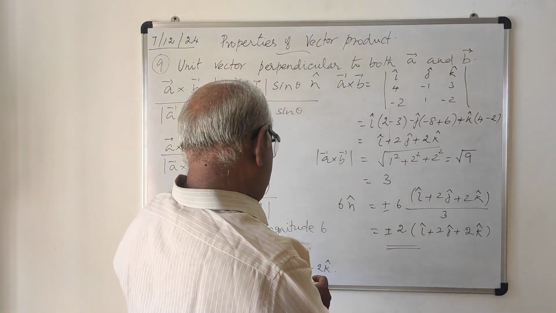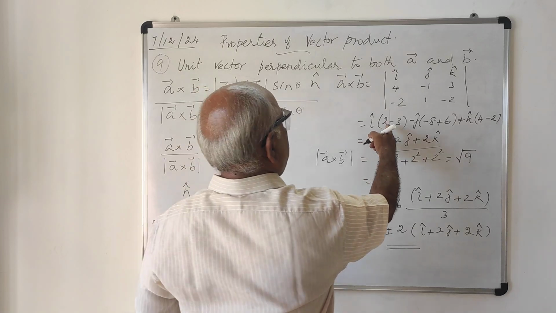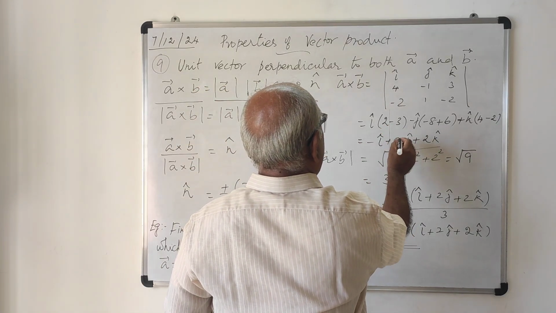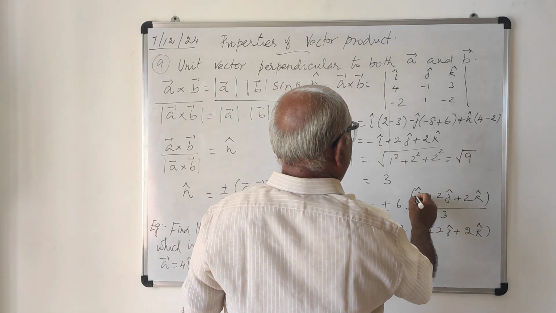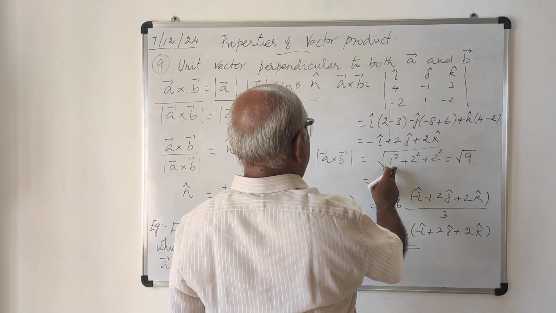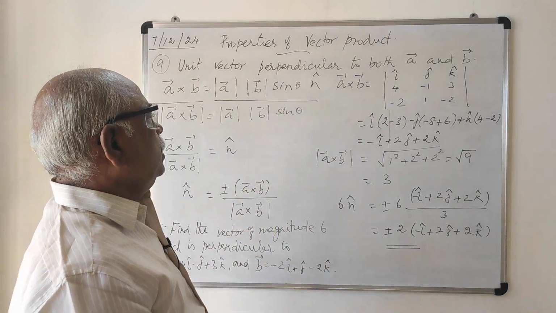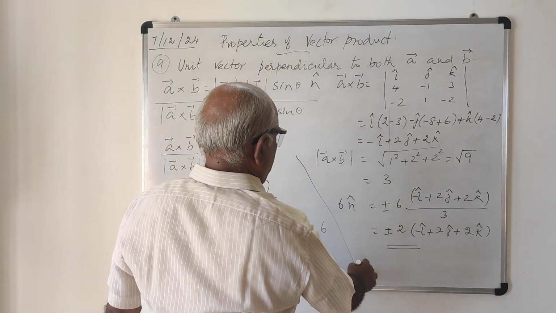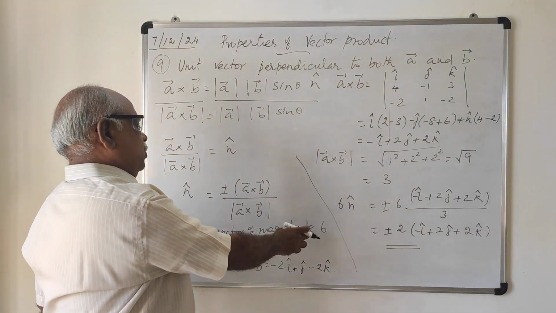See here, 2 minus 3 is minus 1, sorry, minus 3 plus 2 is minus i. Therefore you get minus i here, so minus i plus 2j plus 2k. So that's all about the vector perpendicular to both A and B which has magnitude 6.